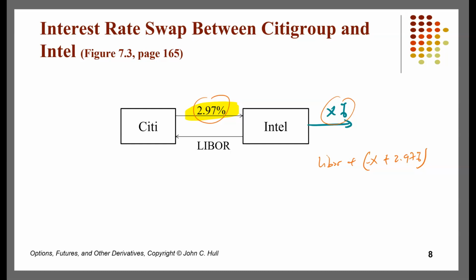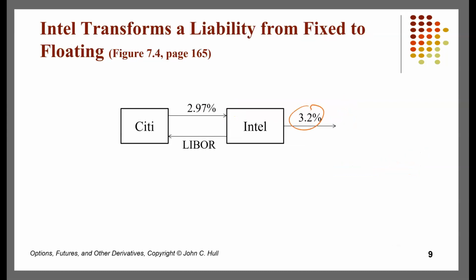2.97% that they are receiving. And so that is going to be the liability that they're going to have: LIBOR plus whatever is the difference between what they have to pay here and what they are receiving here. Now, if this is at 3.2%, they have to pay 3.2%, but they are receiving 2.97% here, so it's going to be LIBOR plus 3.2% minus 2.97%, and that is going to be what they end up paying.